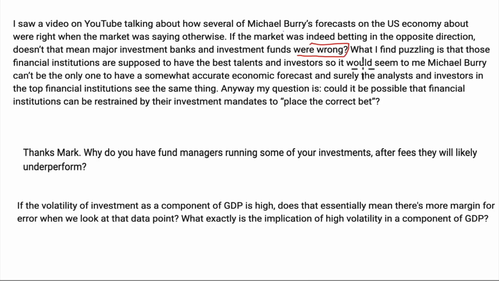What I find puzzling is that those financial institutions are supposed to have the best talents and investors, so it would seem to me Michael Burry can't be the only one to have somewhat accurate economic forecast, and surely the analysts and investors in top financial institutions see the same thing. Could it be possible the financial institutions can be restrained by their investment mandates to place the correct bet?